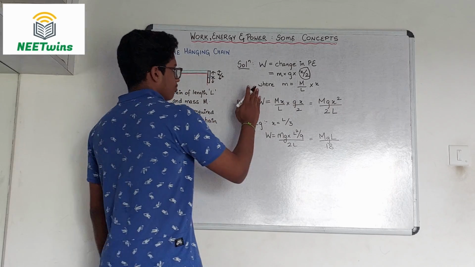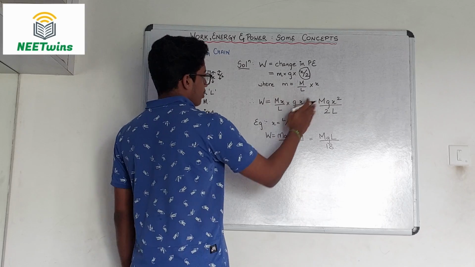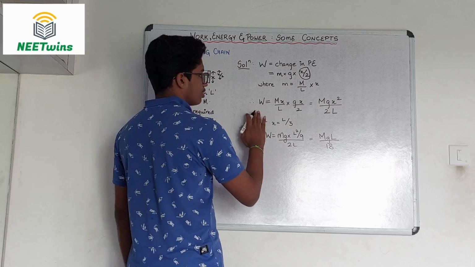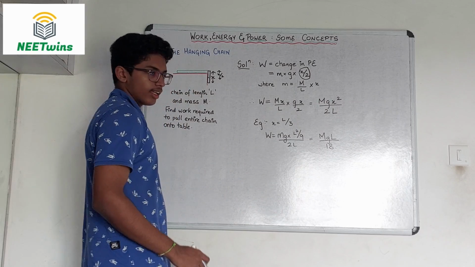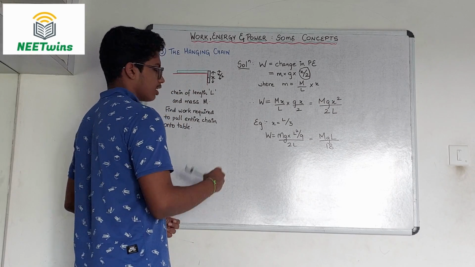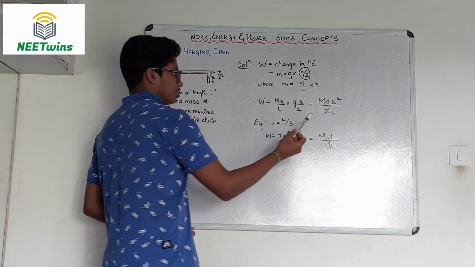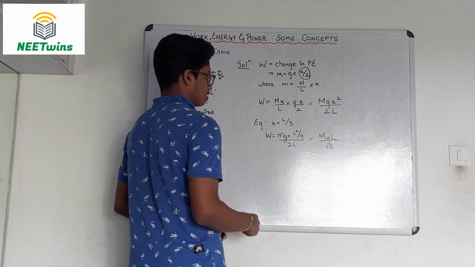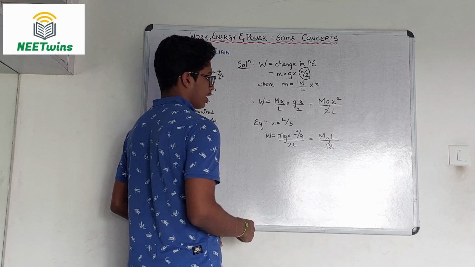So the formula for work done would be mgx by 2, where m is mx by L. So substituting that, we get work done is equal to mgx square by 2L. So taking an example would make this easier. Suppose x is equal to L by 3, that is, they have mentioned in the question that 1/3 part of the chain is hanging. Then substituting L by 3 for x in this equation, we get mg into L square by 9 divided by 2L, which is mgL by 18.